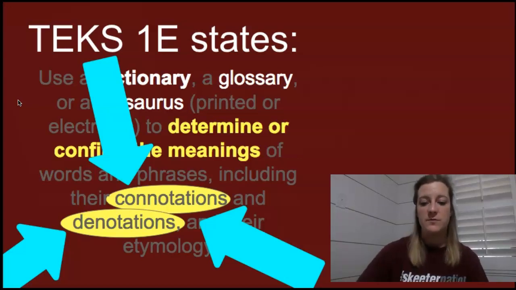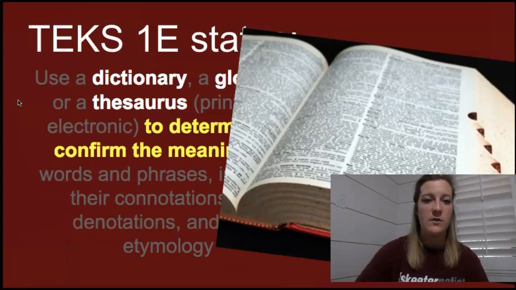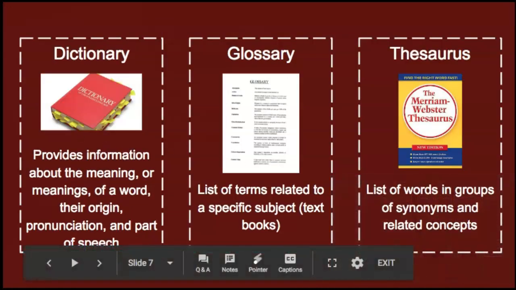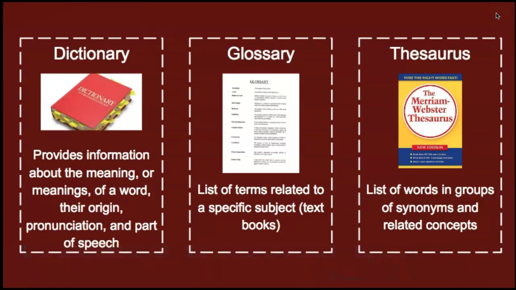Okay, so awesome. Moving right along. We're going to take a look at what these three things even are. Some of you might know them, but I just want to make sure I cover that so you understand the difference between the three. A dictionary is going to be a book where you look up a word. It's a resource where you look up a word to understand its meaning. It's going to tell you what that word means.